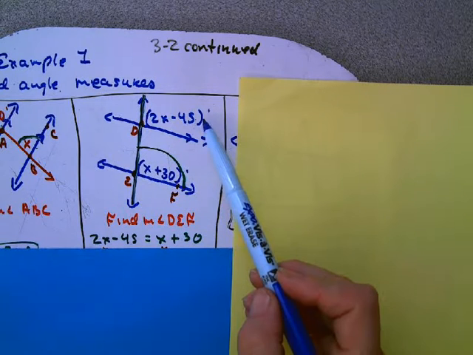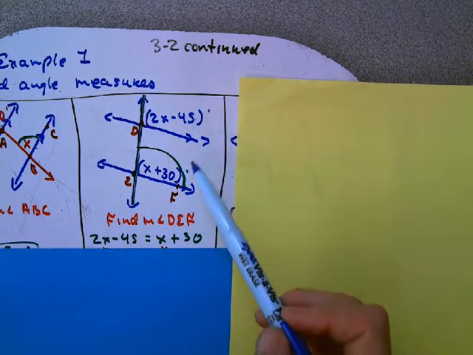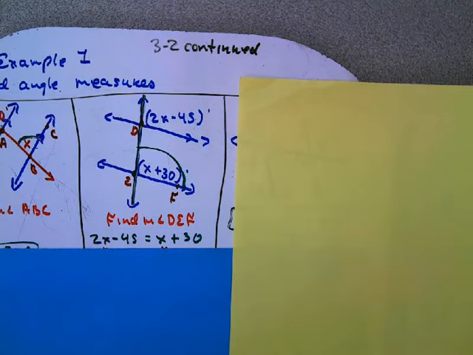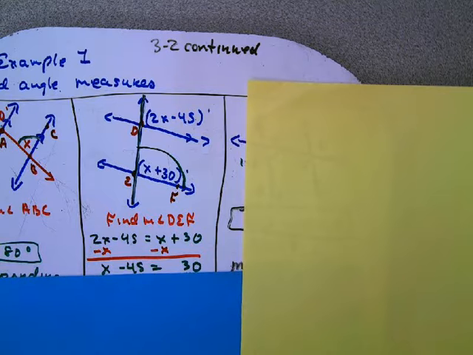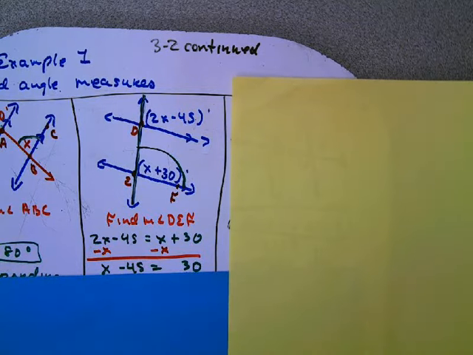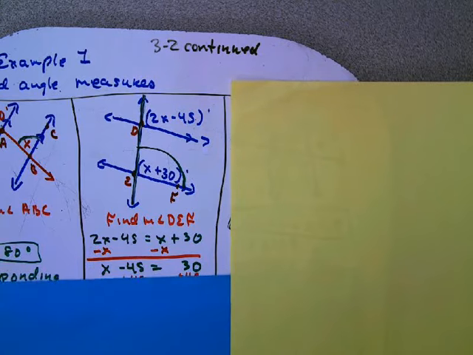And I like to get all my x's on one side first and then the numbers on the other. So I'm going to subtract x from both sides. And that will give me x minus 45 equals 30. Now I want my numbers on the other side, so I'll add 45 to both sides. And that gives me 30 plus 45 is 75. I know x is 75.